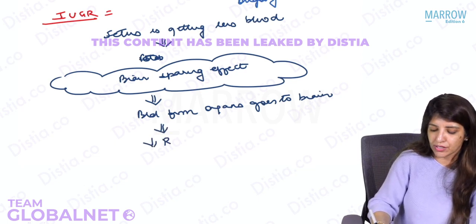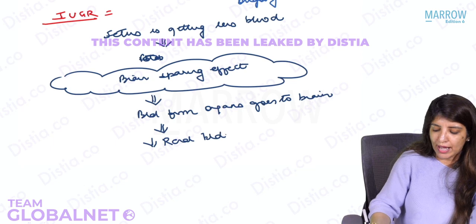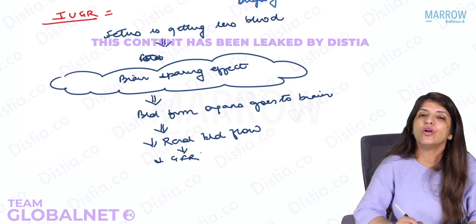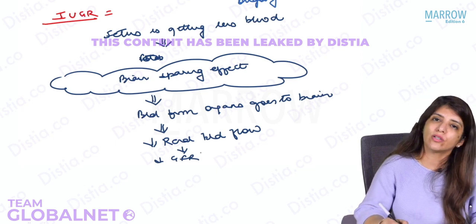So, there will be decreased renal blood flow. And when there is decreased renal blood flow, there will be decreased GFR. And again, that is going to lead to oliguria, and that is going to lead to oligohydramnios.